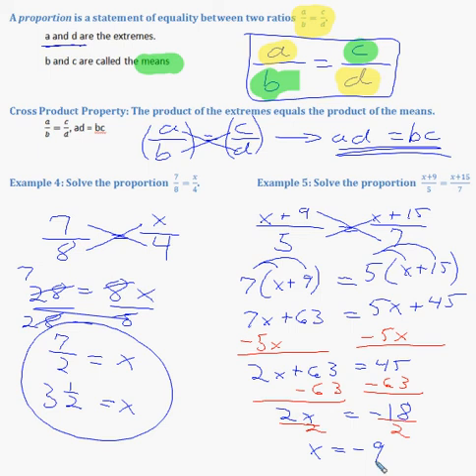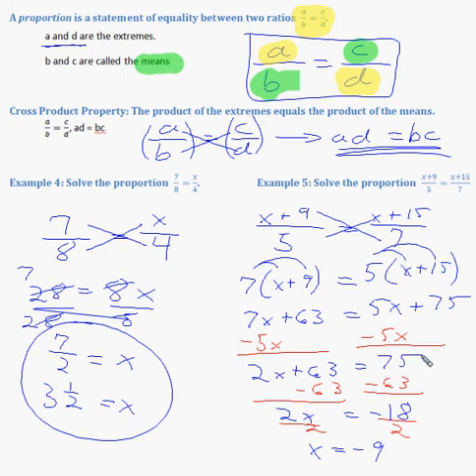I'm sorry, here I made a mistake. I wonder if any of you caught this. 5 times 15 is not 45. That's what 3 times 15 is. So I have to go ahead and make some corrections here. So that 45 is really a 75, which means this 45 here is a 75.